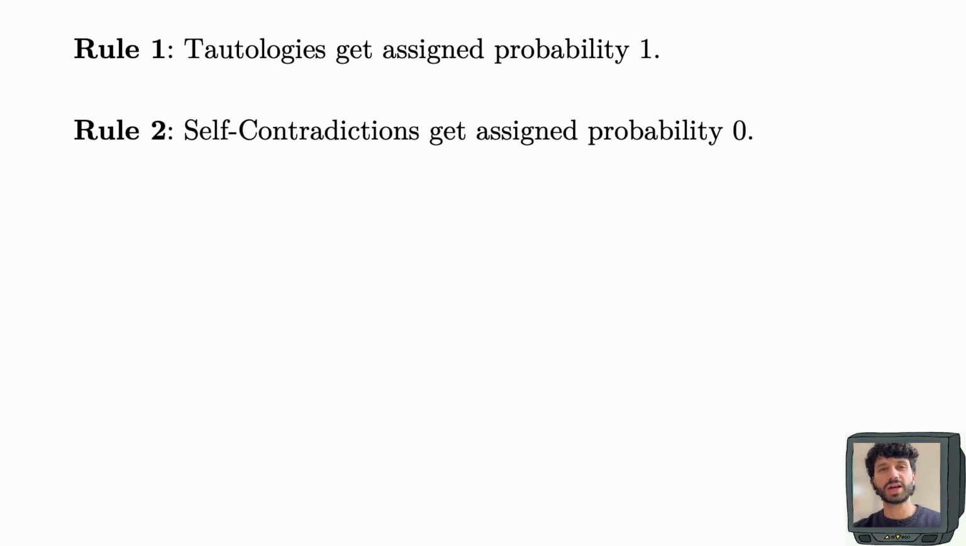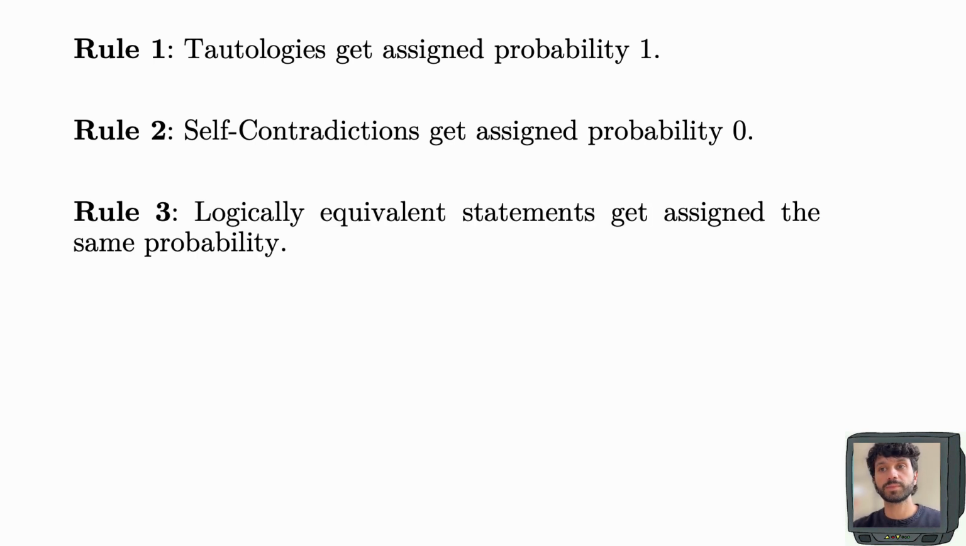You might think that this is kind of the opposite of rule 1. So if a statement is always false, then it's impossible for it to happen, so we want to assign it a probability 0. The third rule is that logically equivalent statements get assigned the same probability. So if two statements are equivalent, so if they mean the same thing, then we want to assign the same probability to them.